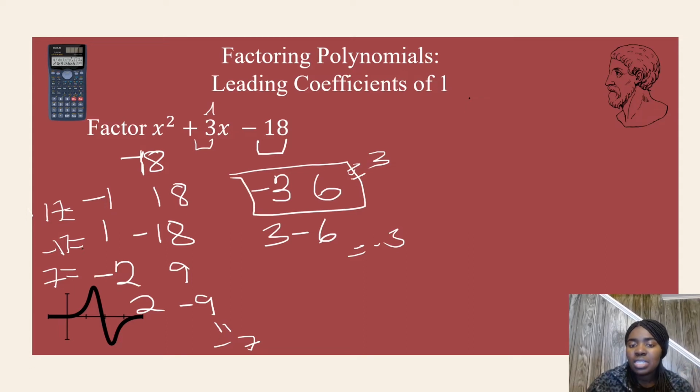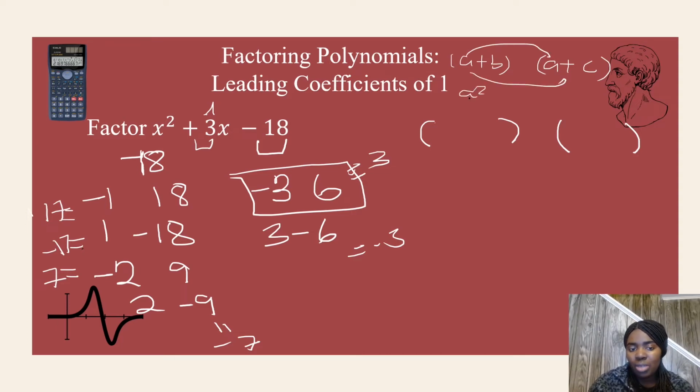So what does this mean? Usually you want your factors to be linear factors because you have a quadratic here. Now, when you multiply them out, let's say you have a plus b times a plus c, usually your first term is going to be a squared. It's going to come from these first two. So if we have x squared, our first term here is going to be x, and our first term here is going to be x, so that when we multiply, we get x squared.